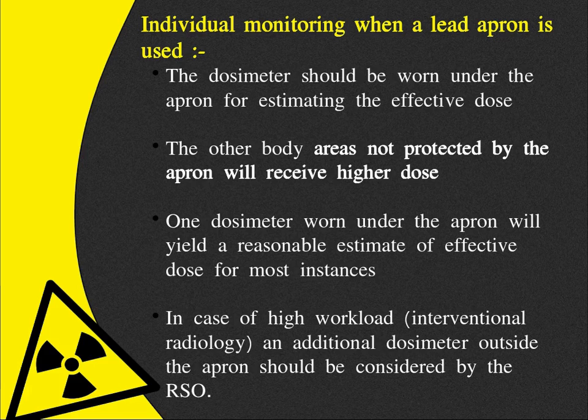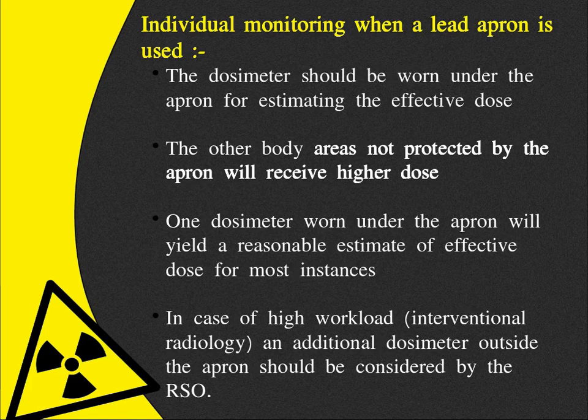Individual monitoring when a lead apron is used. So where do you wear your dosimeter if you are wearing that apron? The dosimeter should be worn under the lead apron, so it will give us the real dose of your body. Because, as we say, the lead apron reduces the dose by 90%. So if you wear it outside, that means this is the dose received by the lead apron, not your real dose.